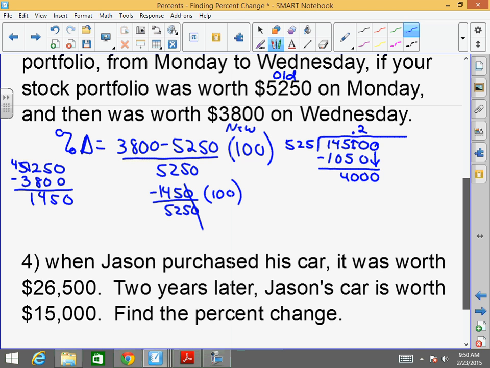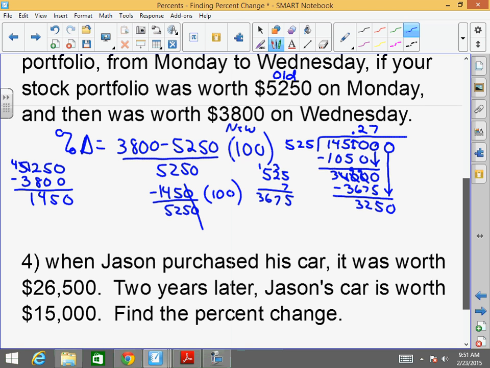How many times can 525 go into 4,000? Let's try 7. 8's going to be too high. Let's see if 7 works. We got 5, 3, 7, 1. Yep, that's it. So 7 goes in. That's 3,675. Drop a 0. That's 5. That goes to 9. So that's a 2. That goes to 9. So that's a 3. That's a 3.